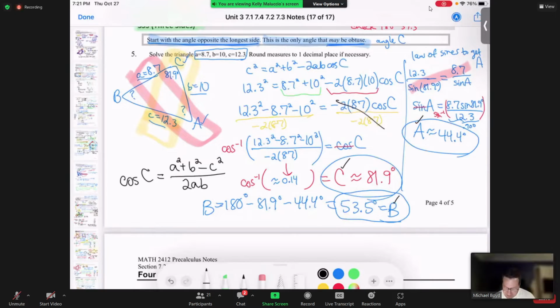At 53.7 for some reason. Oh, that could be true. I might have rounded too soon when I did this with the calculator. So we can try 180 minus 81.9 minus 44.4. Oh, no, even just this. No, you're right. That was just me writing the wrong answer. Okay, all good. Thank you for the correction.